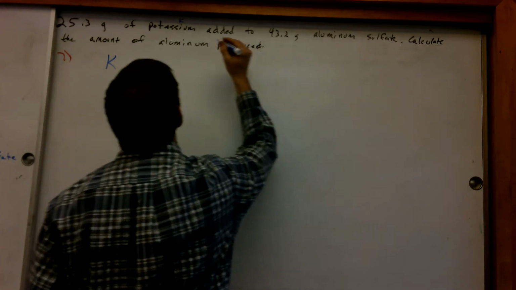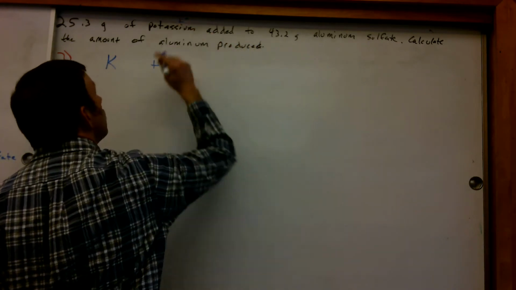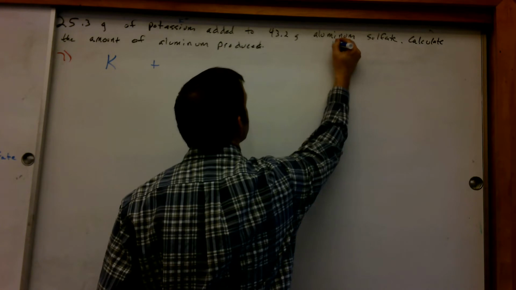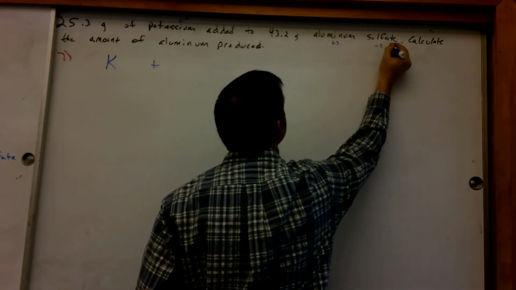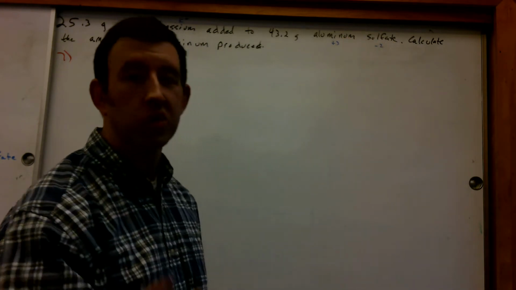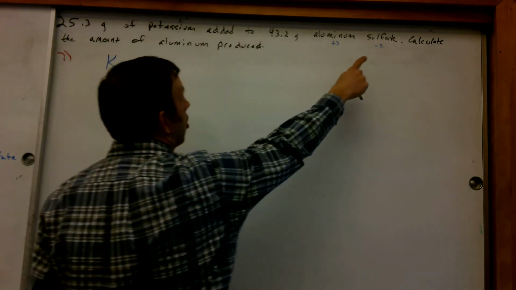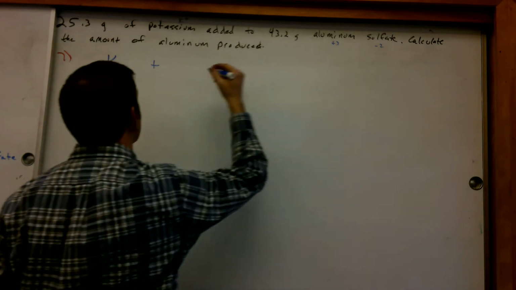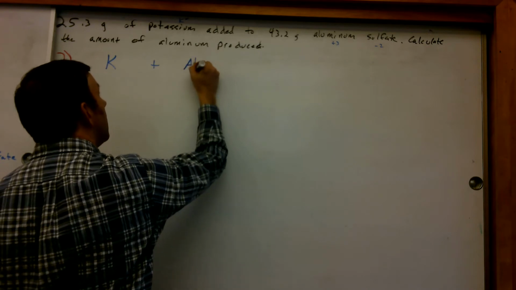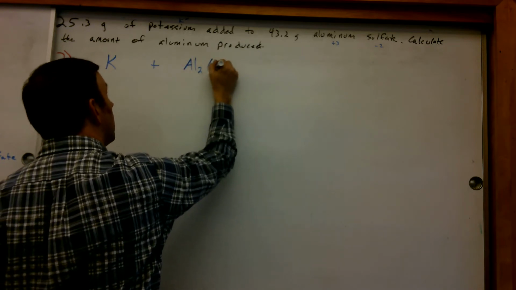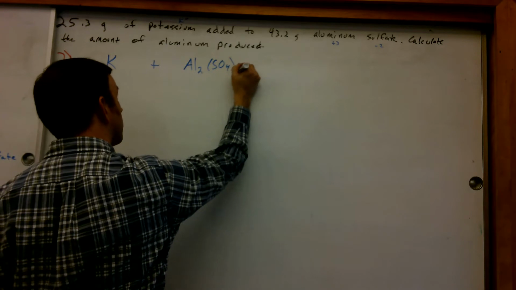So potassium, of course, is a +1 when it's an ion. Aluminum's +3. Sulfate's a -2. Sulfate, of course, is found on the back of that. Well, most of you guys have that polyatomic ion sheet on the back of your periodic table. So for aluminum sulfate, I'm going to have 2 aluminums, 3 sulfates, so it's going to be Al2(SO4)3.